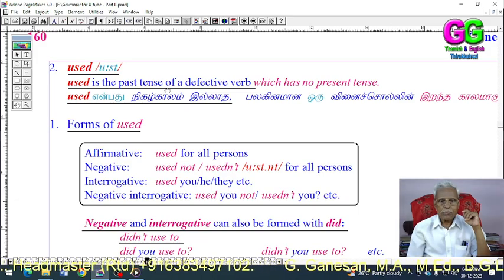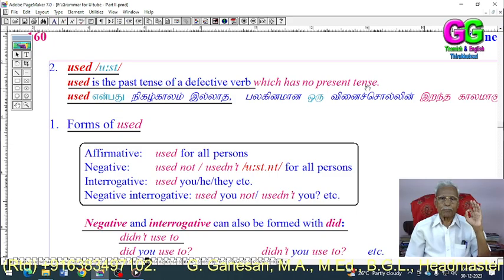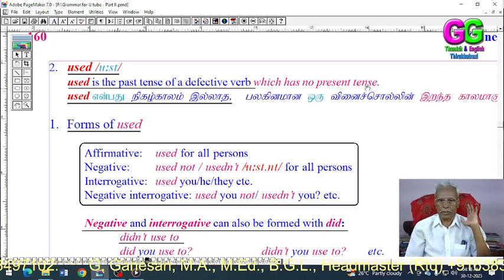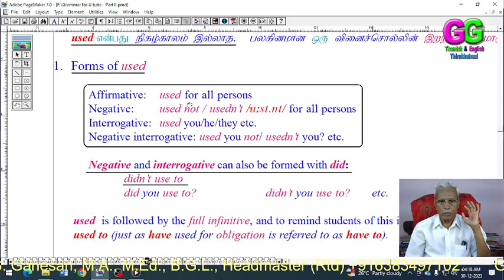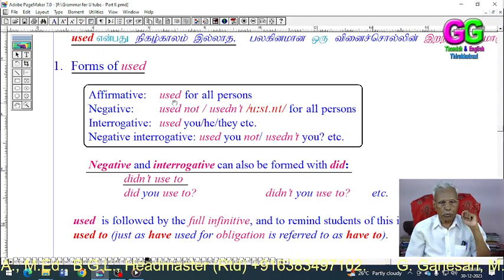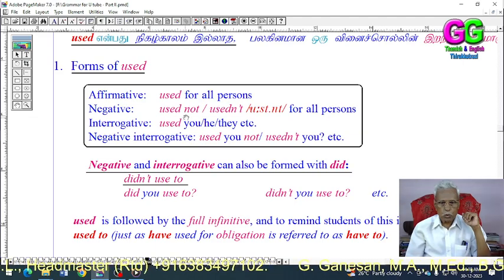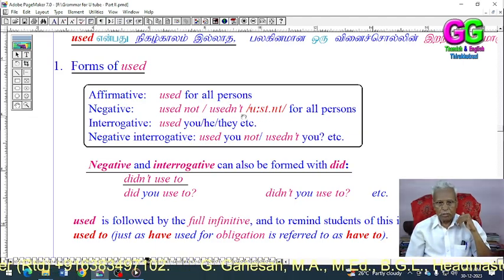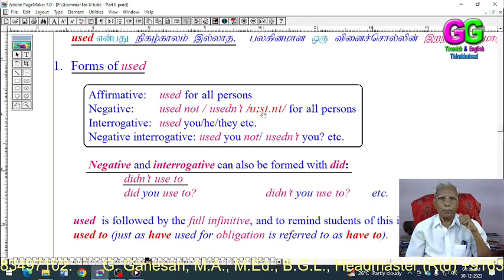Used is the past tense of a defective verb which has no present tense. Forms of used. Affirmative: used for all persons. Negative: used not or usen't, for all persons.